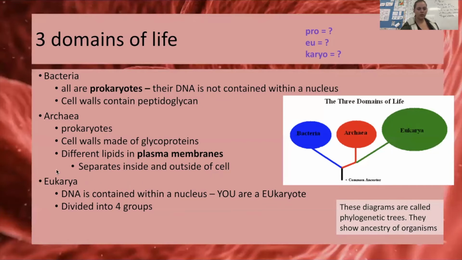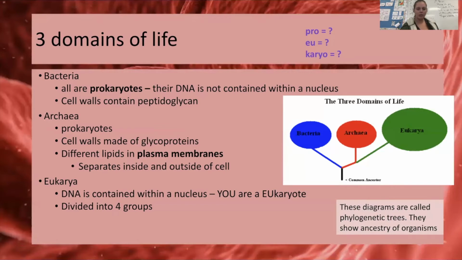We also have the domain eukarya, and this is going to be all of your multicellular organisms and a few unicellular organisms. The DNA here is going to be contained within a nucleus. So you are a eukaryote because you have a nucleus, and we looked at that when we looked at cheek cells. Eukarya are divided into 4 different groups or kingdoms, and those are going to be your plants, your animals, your protists, and your fungi.